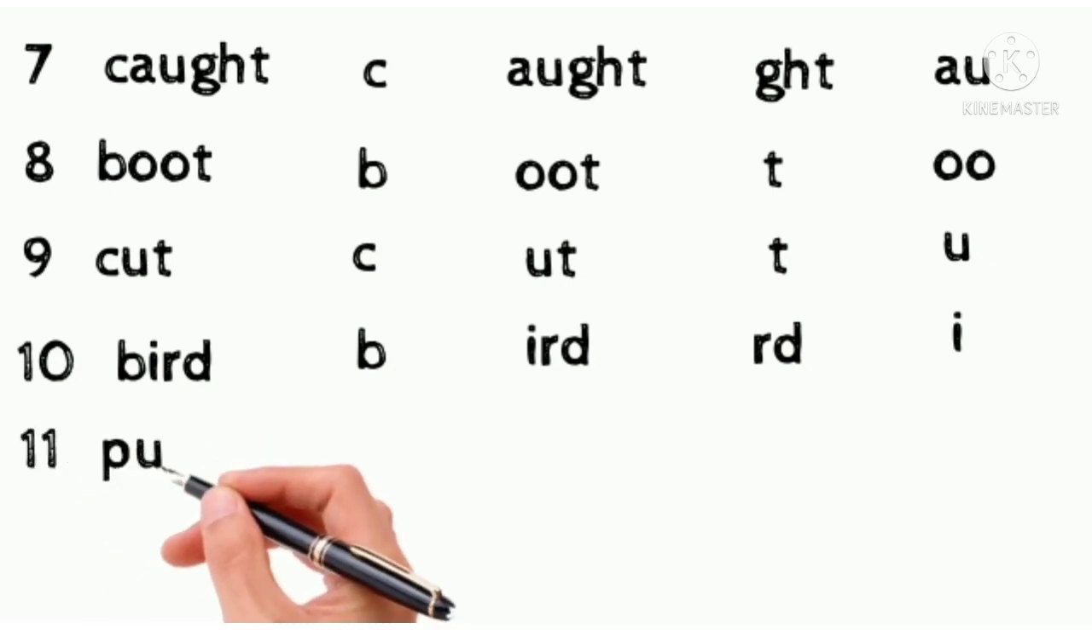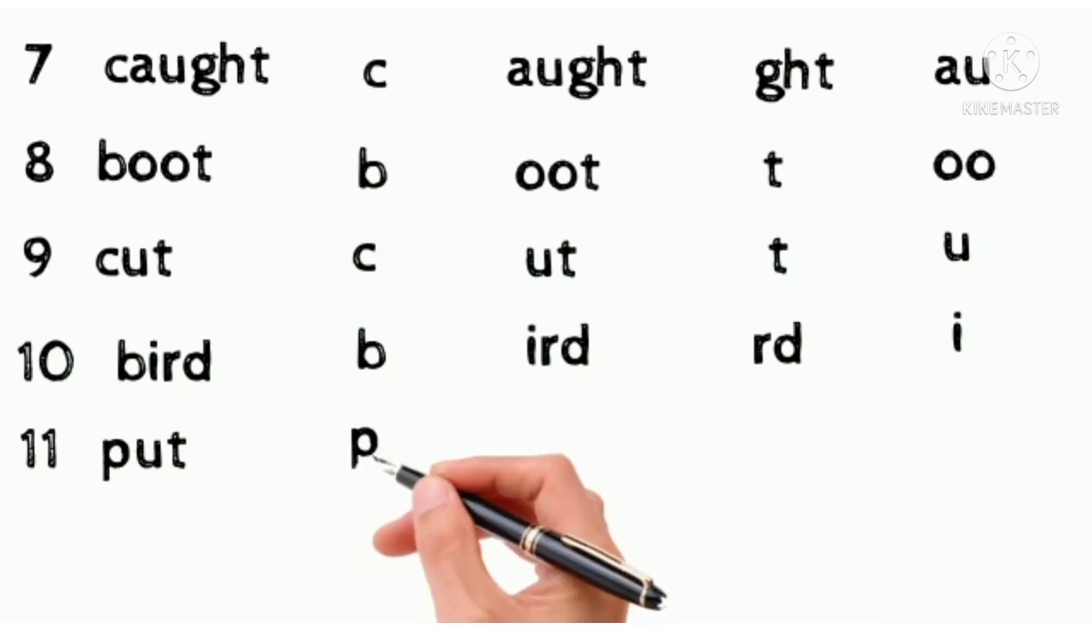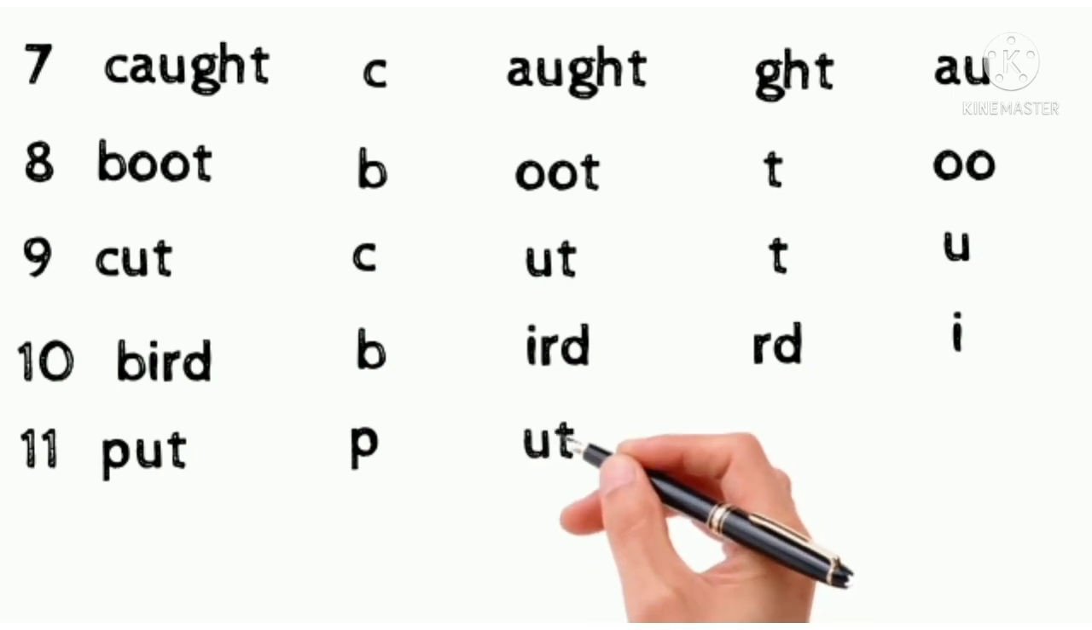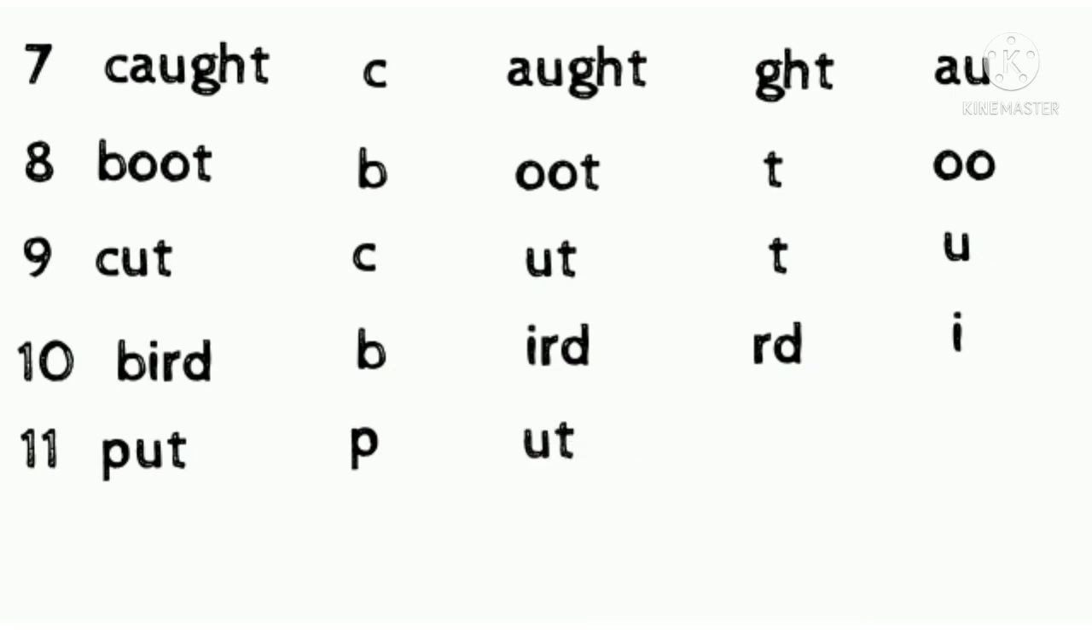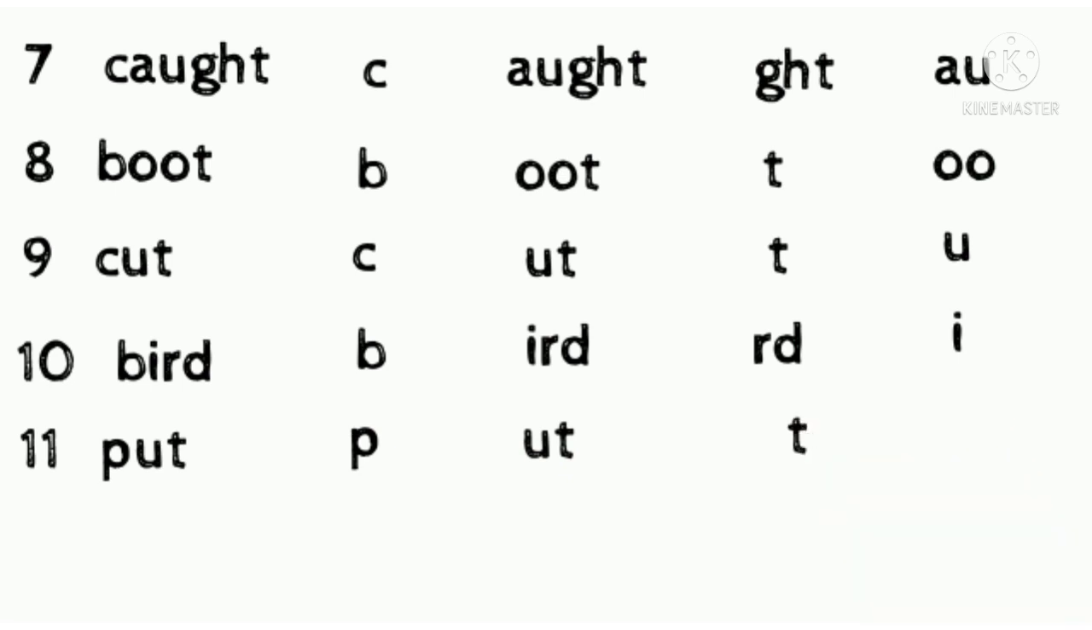The 11th was put. When I say I put the bird, so if we cut p sound, what we get is ut sound. Ut sound. You have to revise and rewind this video in order to remember. Now cut the sound, we get u sound. U sound. So the last word is of the monophthongs.